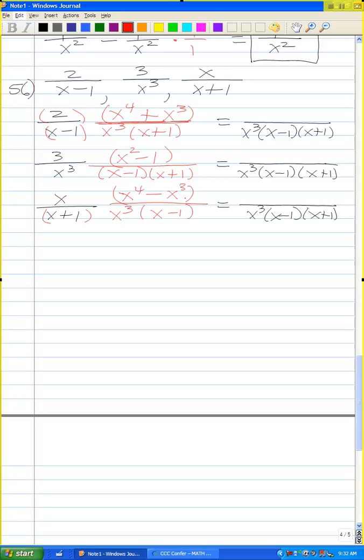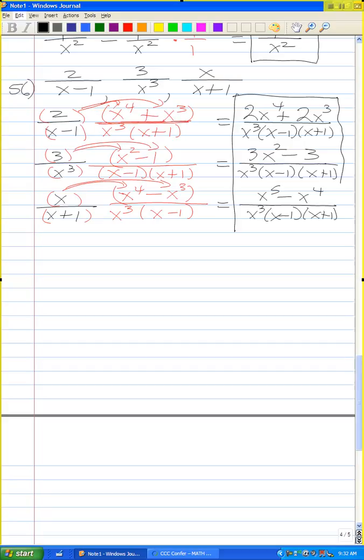So let me multiply 2 inside the parentheses, 3 inside the parentheses, and x inside the parentheses. And so I get 2x to the 4th plus 2x cubed, 3x squared minus 3, x to the 5th minus x to the 4th. And so I have found equivalent fractions with the same least common denominator. Oh, that was problem 56.